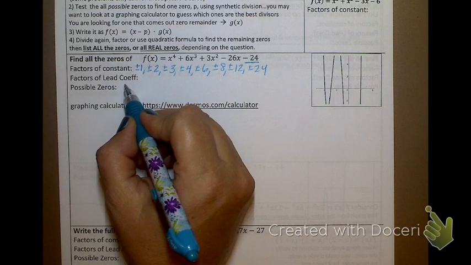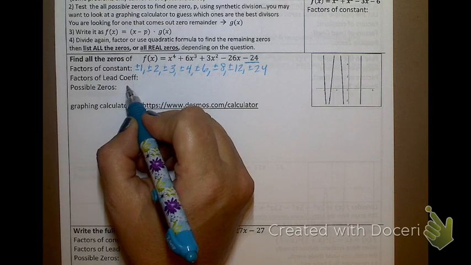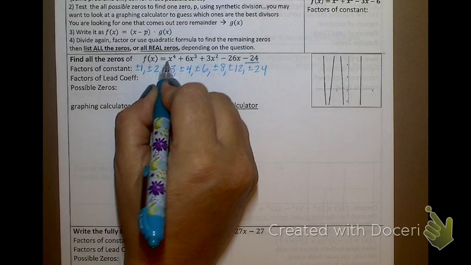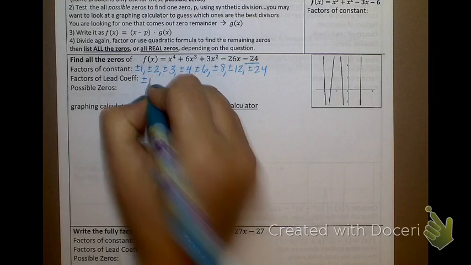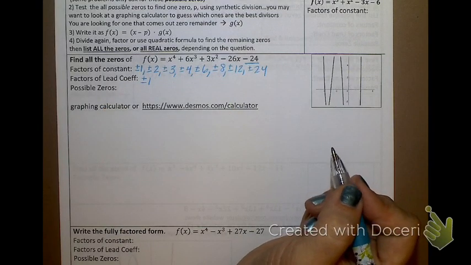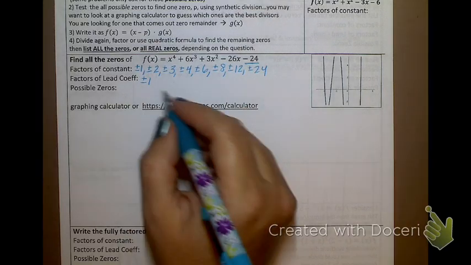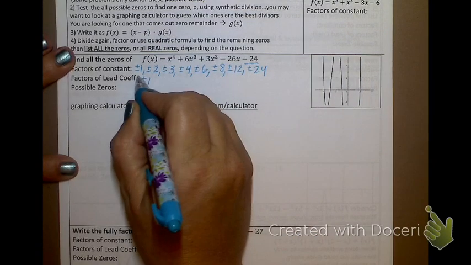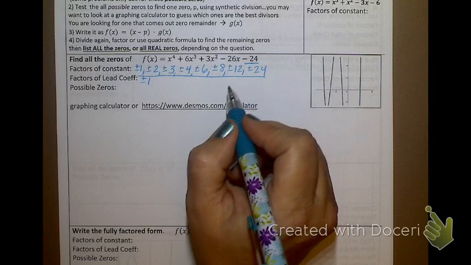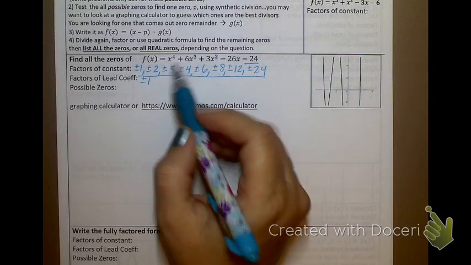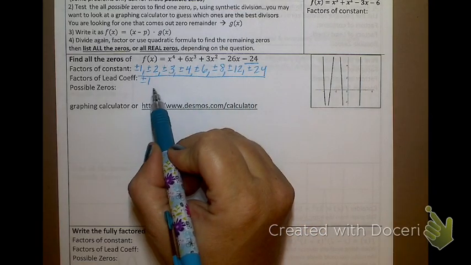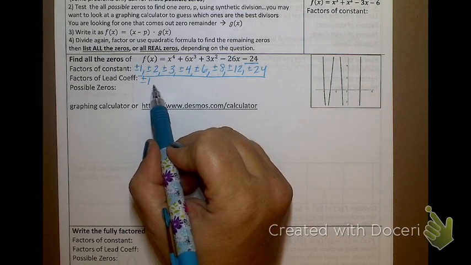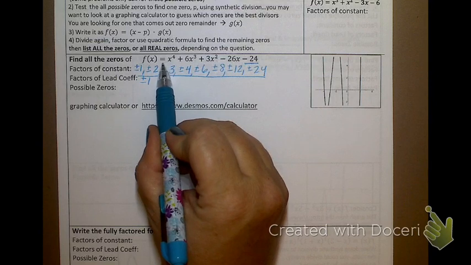Then I need to identify the factors of the leading coefficient. What is the leading coefficient? 1. I like 1 because it only has the factors of 1 and negative 1. Now, that's not my list of possible zeros. What I have to do is draw a little line there and set up some fractions. In other words, I take each one of these numbers on the top and put it over the number on the bottom. Thankfully, the number on the bottom is 1. It's not always going to be 1. It just happens to be 1 because my leading coefficient is 1.